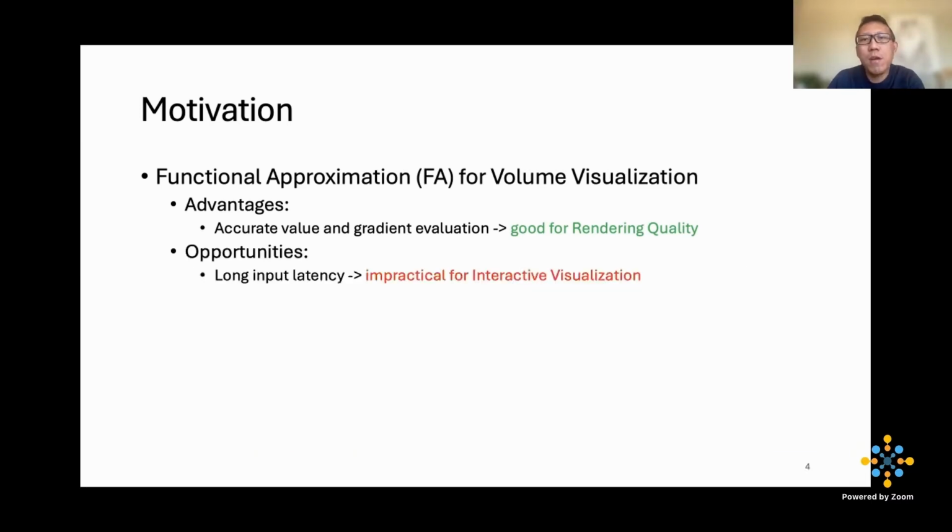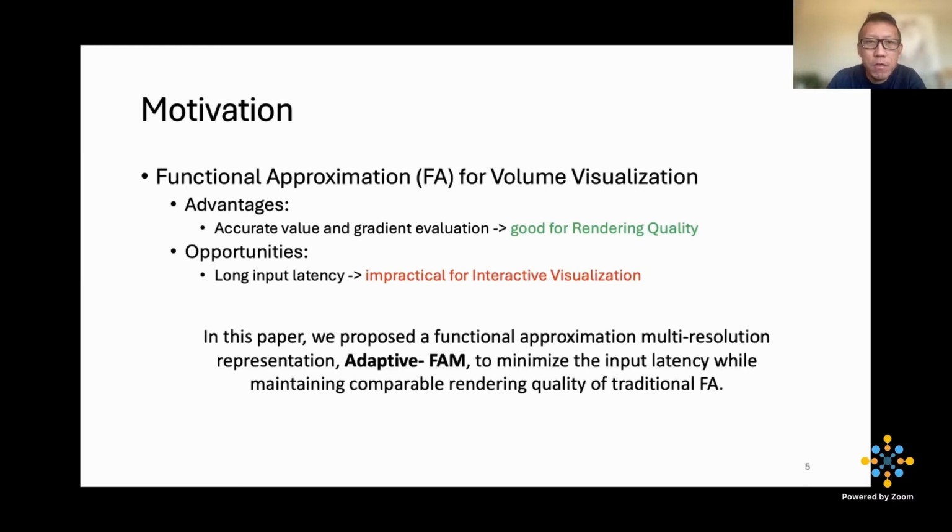However, querying a functional approximation model is computationally expensive, especially when the input data is large. Its long rendering time makes the overall input latency impractical for interactive visualization. So in this paper, we propose a functional approximation multi-resolution representation, adaptive FAM, to minimize such input latency while still maintaining comparable rendering quality.